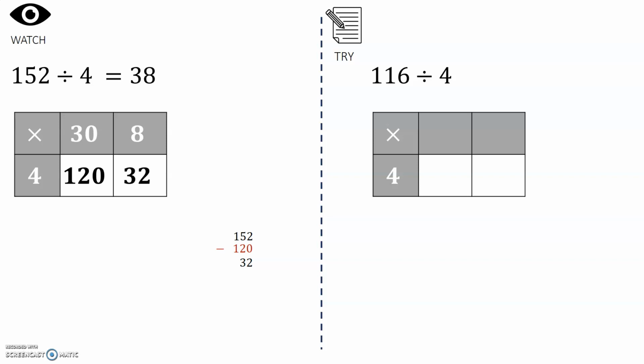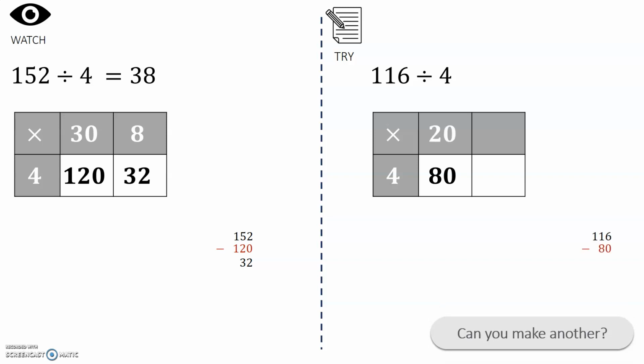Okay, so I know that 4 times 20 would be 80. I need to work out how much I have to use, and that would be 36. And again, that works out really nicely. I know that 36 is in the 4 times table. 4 times 9 is 36. So 116 divided by 4 equals 29.